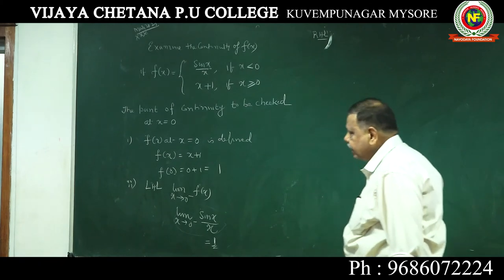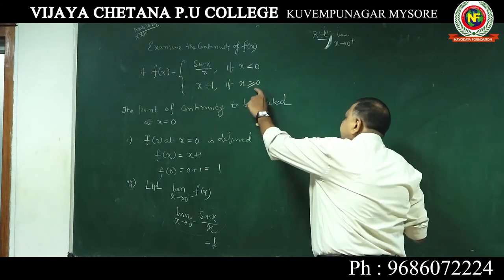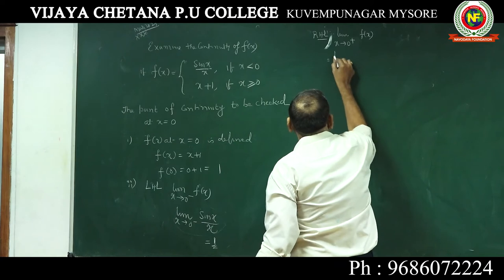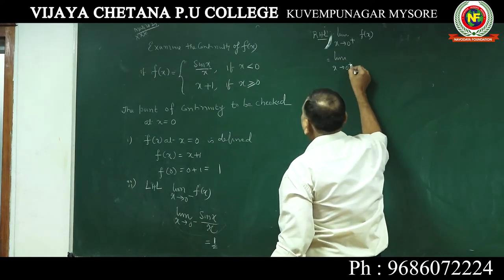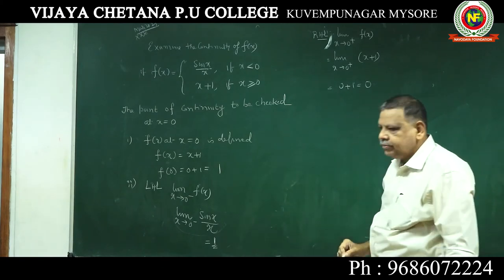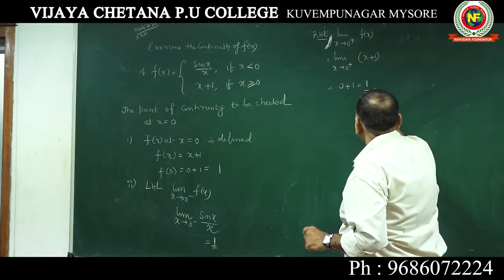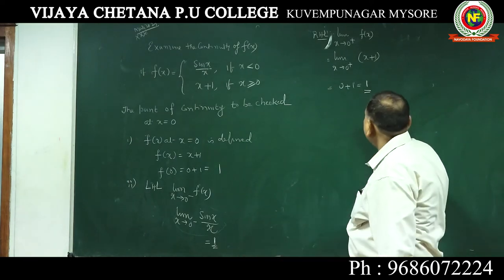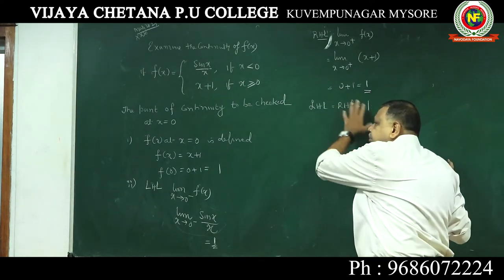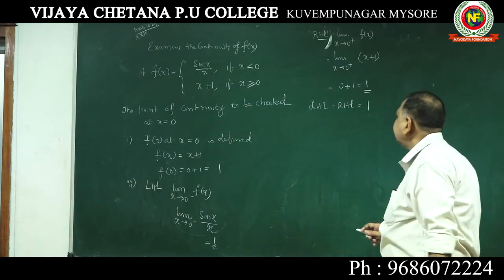For the right hand limit, limit x tending to 0 plus, where x is greater than 0, take f of x as x plus 1. Then next step you write limit x tending to 0 plus of x plus 1. Put x as 0, it is 0 plus 1, sorry, 0 plus 1 is not 0, it is 1. Okay? Left hand limit and right hand limit are the same, 1. So it is observed that LHL is equal to RHL. From 1 and 2, whatever way you can construct the sentence, you can write: left hand limit is equal to right hand limit, therefore it is 1.